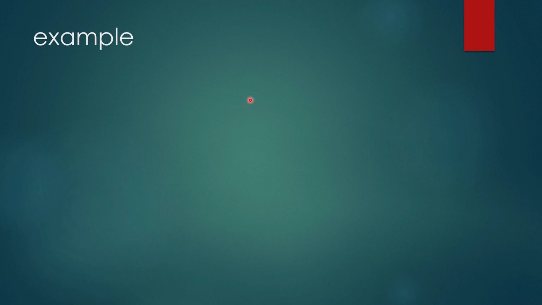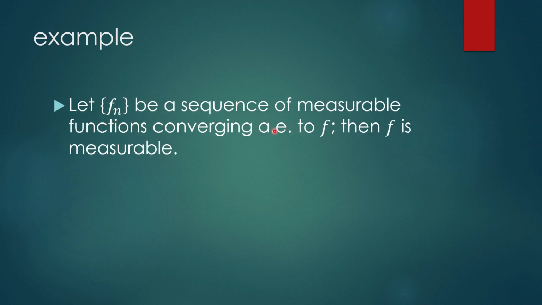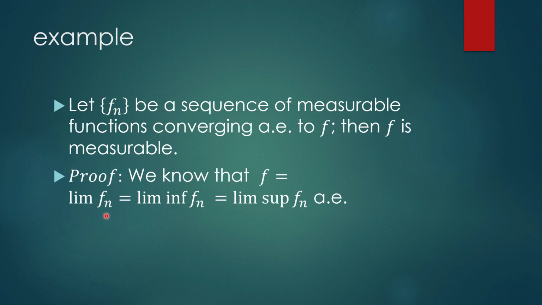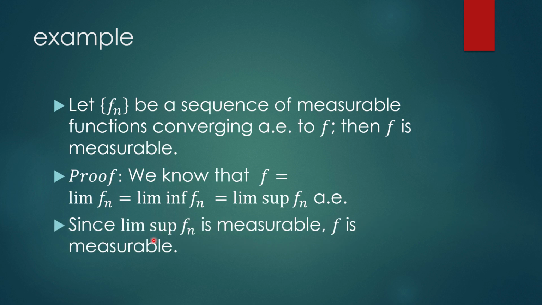Let fn be a sequence of measurable functions converging almost everywhere to the function f. Then f is measurable. That is very clear from the above theorem, because we know that f is equal to limit fn, that is, limit infimum fn is exactly equal to limit supremum fn almost everywhere. The function converges almost everywhere means limit infimum and limit supremum are equal almost everywhere. But we have already shown that limit supremum fn is measurable, and limit infimum fn is also measurable. Therefore, the function f is equal to another function g, where g is measurable and f is equal to g almost everywhere, therefore f is also measurable. That is pretty clear. Since limit supremum fn is measurable, f is measurable.